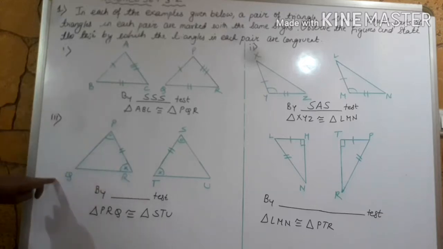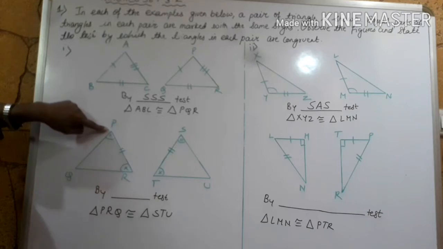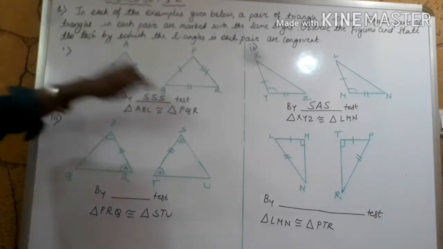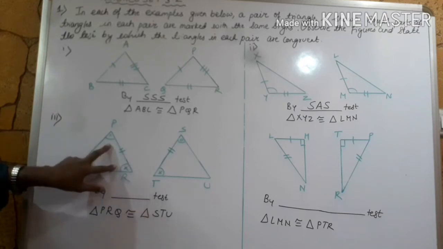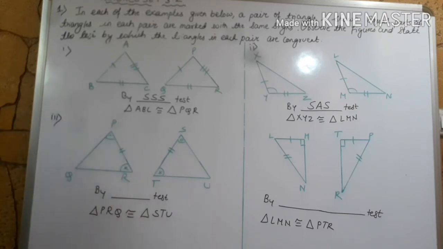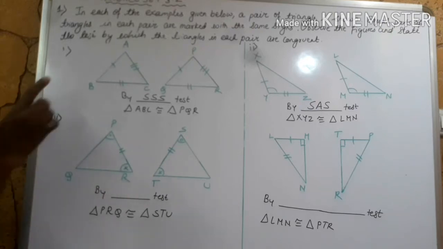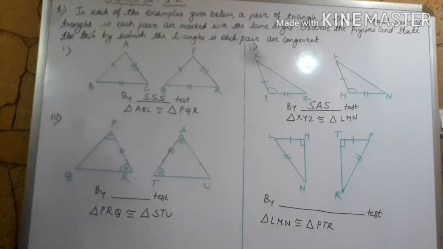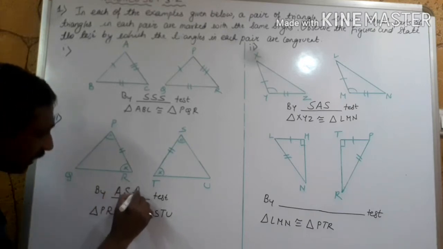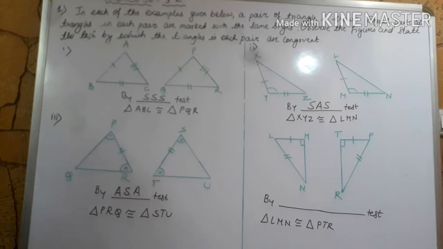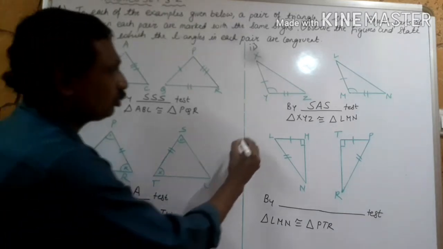The third one. In triangle PRQ and triangle STU, angle P is congruent to angle S, angle R congruent to angle T, and side PR is congruent to side ST. If you see, there are two angles and one side included over here, that means this triangle is congruent to this triangle by which property? By ASA. Angle side angle test.